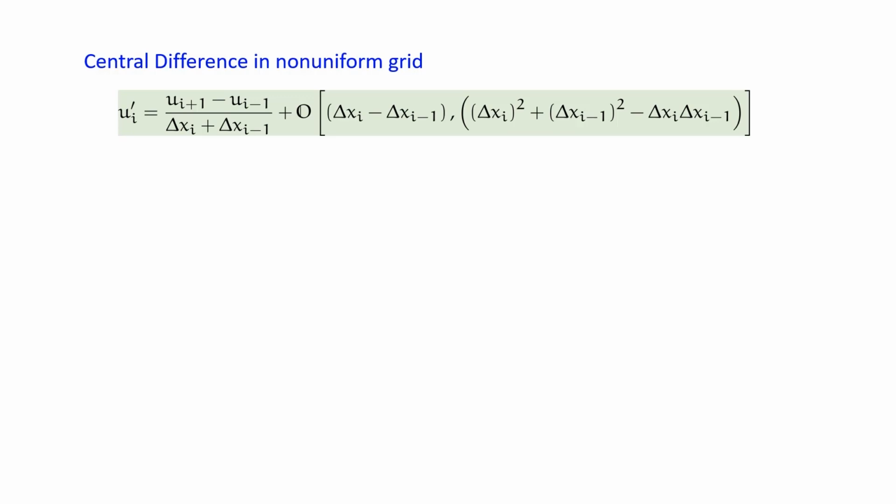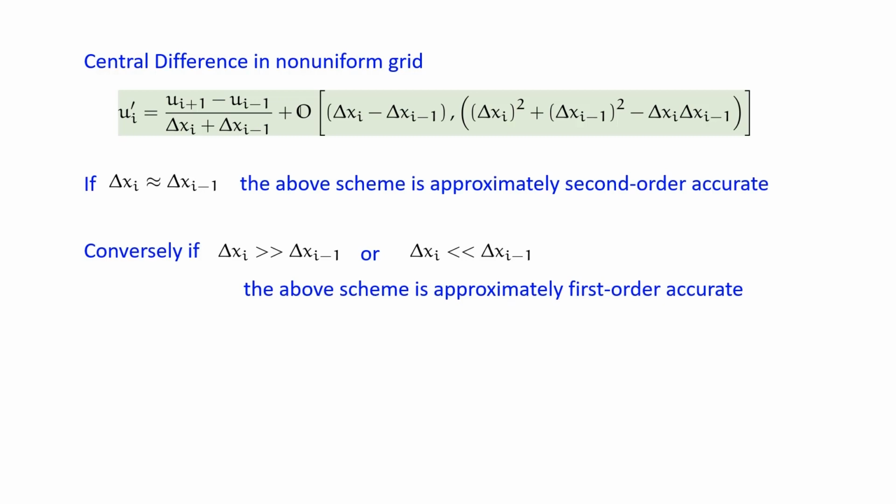You can see within the order term there are two terms, and depending upon the nature of your grid, one of them can dominate. For instance, let's assume that Δξi and Δξi−1 are almost equal. They are very close to each other. In that case, the first term within the order will be very small and may be dropped. So you can assume that Δξi equals Δξi−1. Then the first term is 0. And the second term, if Δξi and Δξi−1 are equal, then only Δξi² will remain. That means the entire scheme will be second order accurate.